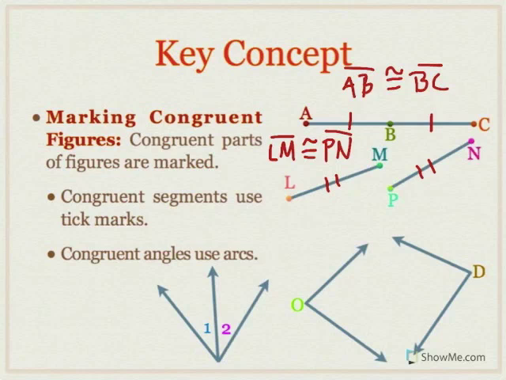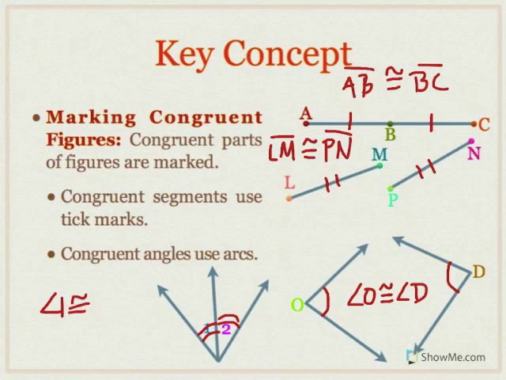For angles, we use arcs. So we can put an arc near the vertex of angles to indicate that they are congruent. Here, angle O is congruent to angle D. Also, if they're connected, it's just fine. And with angles, the more arcs you use, you can denote different pairs of congruent figures.